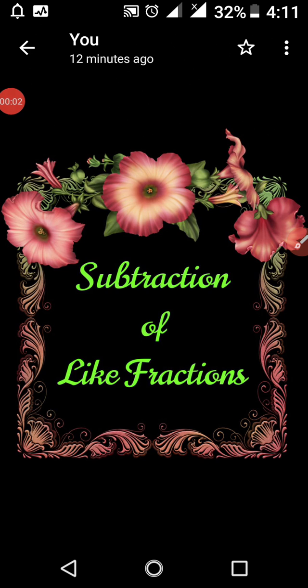Now we will learn subtraction of like fractions. Already we know the process of how to add like fractions. Let us see how to do the subtraction also for like fractions.